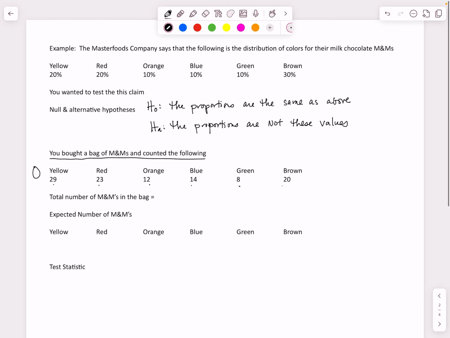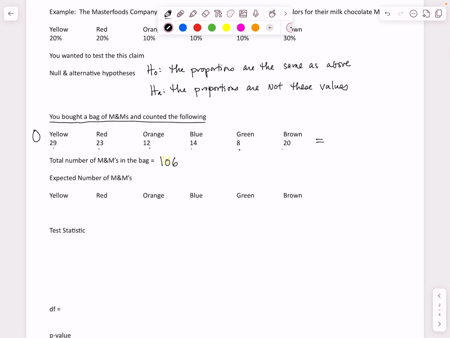So now, for this one here, the total number of M&Ms in my bag, if you add these all up, 29 plus 23 plus 12 plus 14 plus 8 plus 20, there's a total of 106 M&Ms in this bag. So I would expect 106 times 20%. So I would expect 21.2, and it's okay that those are decimals. They don't have to be integers.